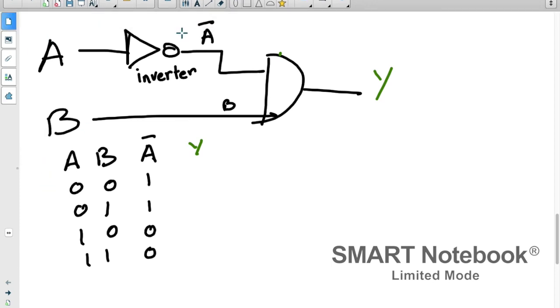Why is it giving me a circle? I don't understand. Oh, because I want a square. What?